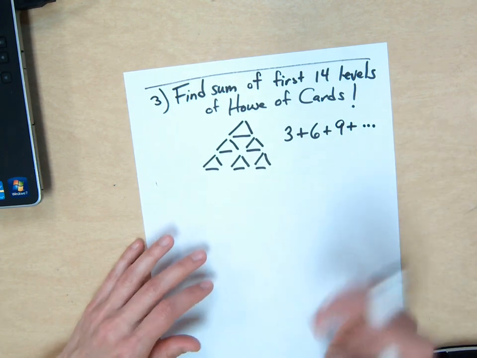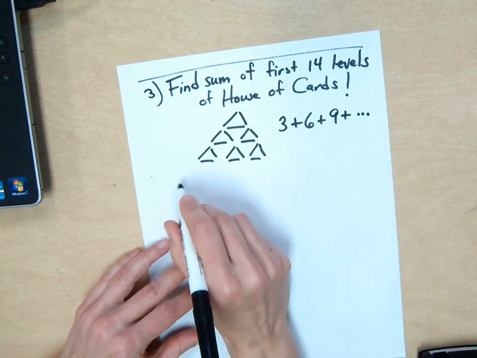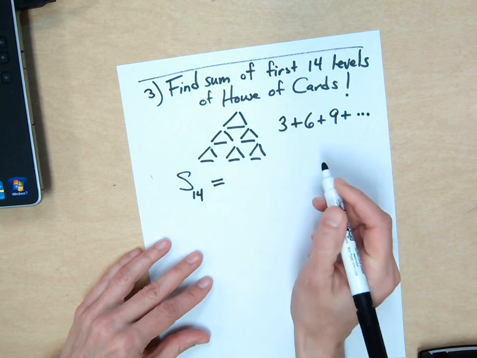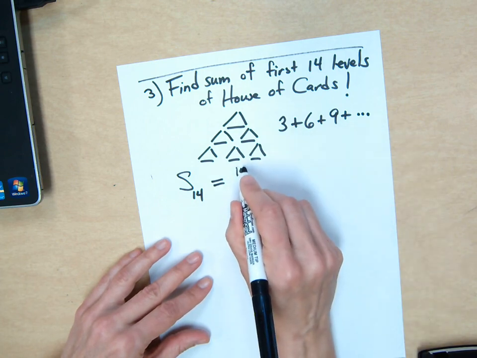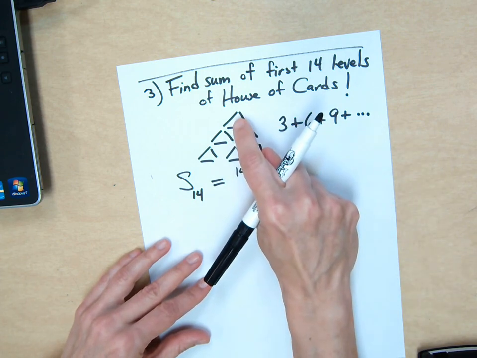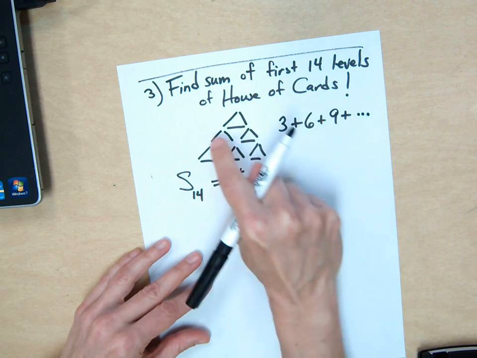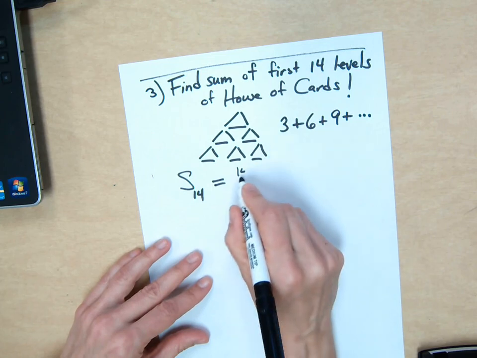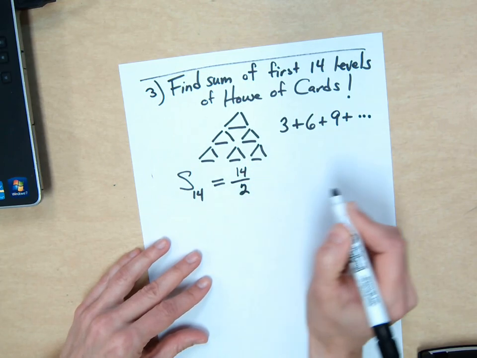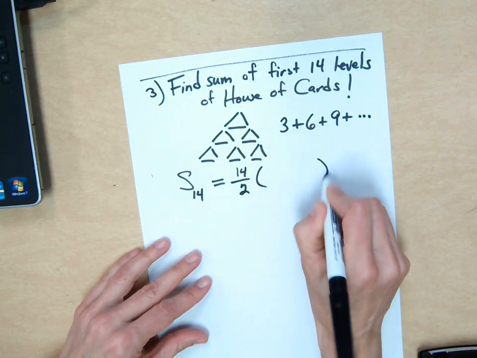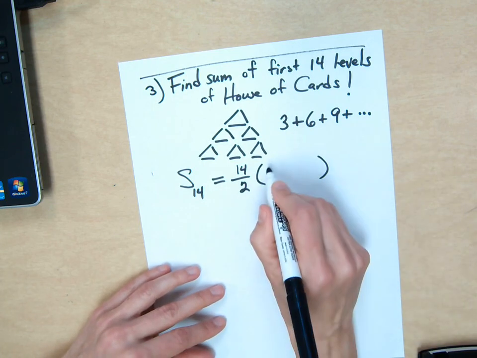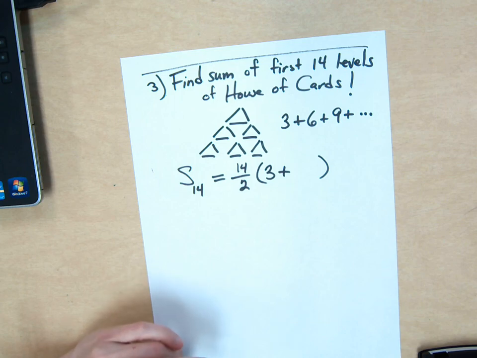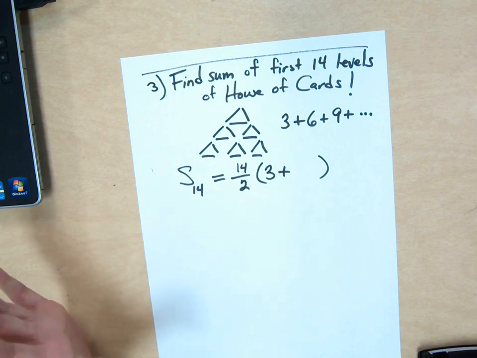But we want to get to the 14th level, so the sum of the first 14 terms is n over 2. Here's the formula. There's 3 cards on the first level. There's 6 cards, 1, 2, 3, 4, 5, 6, and there's 9. So the sum of the first 14 is n over 2 times the first term plus the last term. What's the first term? 3. What's the last term? How many cards are on that 14th level?